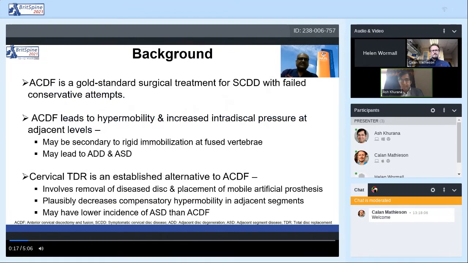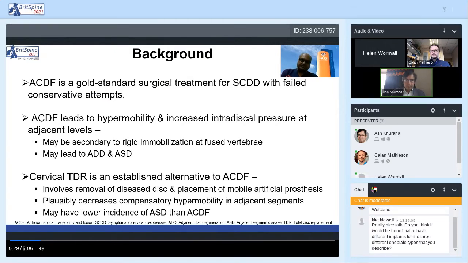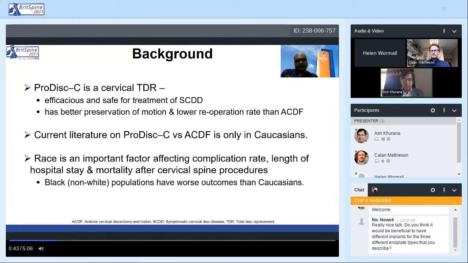As we know, ACDF is a gold standard for treating cervical disc disease. It is however fraught with the problems of adjacent segment disease or adjacent segment degeneration. In order to address this, we have the cervical TDR, which is well established through a number of prospective randomized trials and prospective studies presented in the West, which is the European study or the American study. ProDisc is a cervical TDR which is well established.